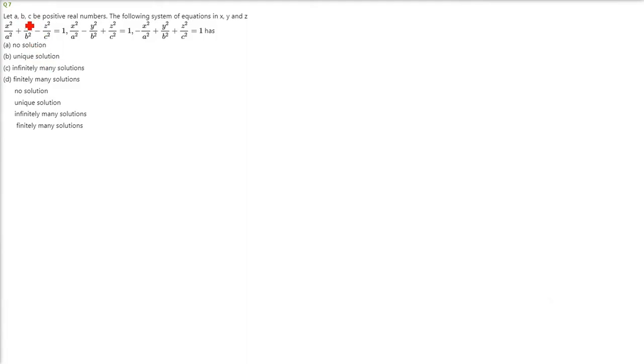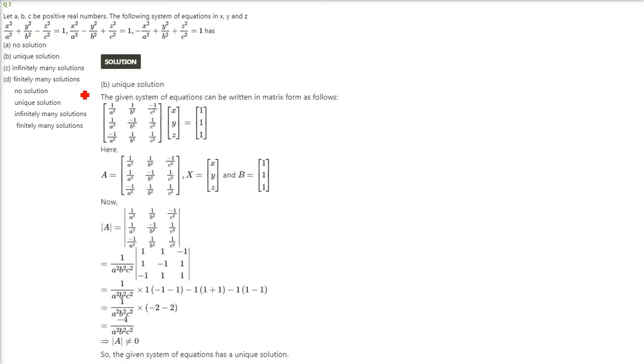Let A, B, C be positive real numbers. The following system of equations in X, Y, Z. Now, these are not in the proper format. We cannot do it directly, as the X, Y, Z equation we just saw. So we have to change a bit.